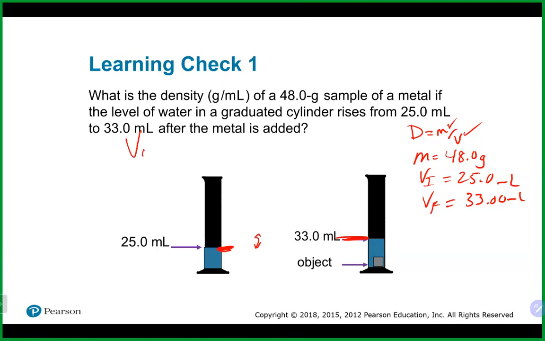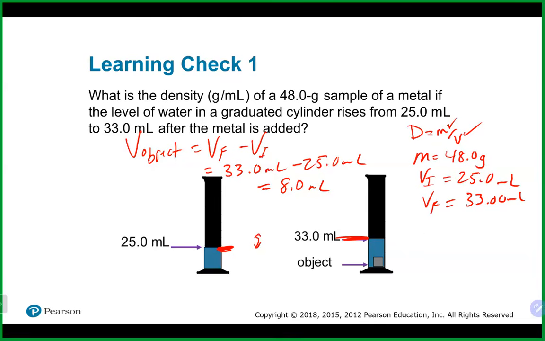So the volume of our object here will be our final volume minus our initial. So our final volume being 33.0 milliliters minus our 25 milliliters, and that's going to give us 8.0 milliliters. The reason I put the 0 is it should go to 1 decimal place. So again, if I got rid of the 0, I'm going to be in trouble in my next part of the calculation, right? Because I will have the wrong sig figs.